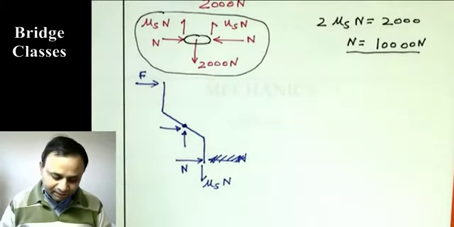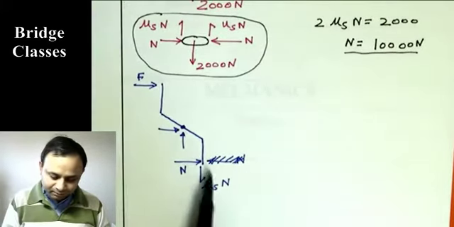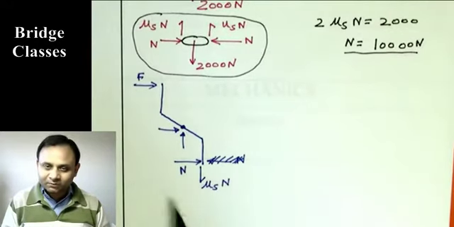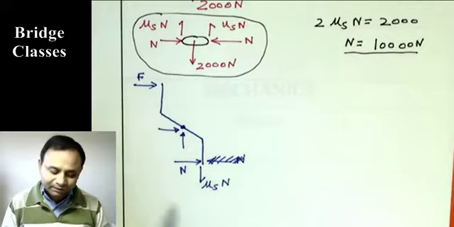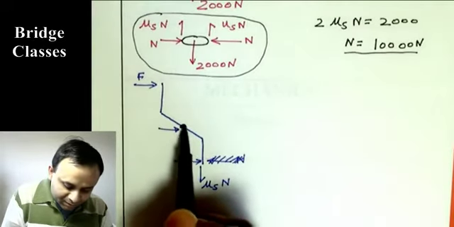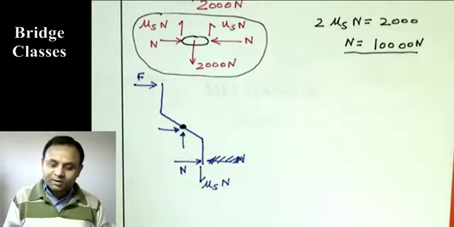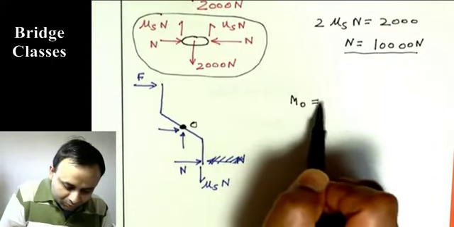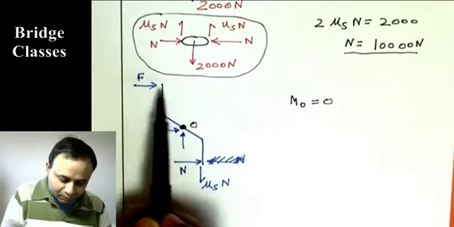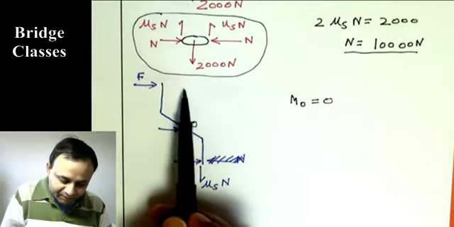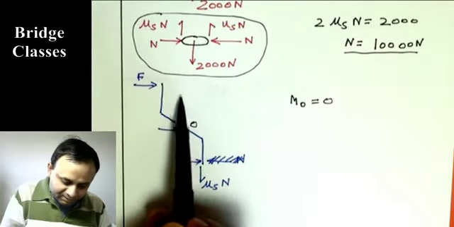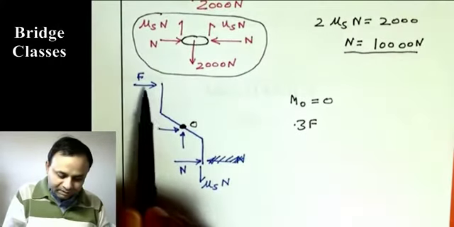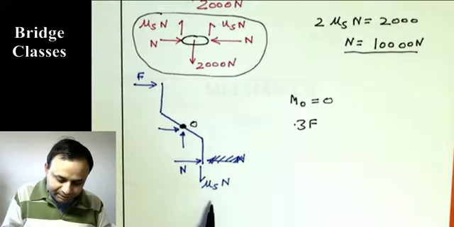And now we can take moment. So it's a rigid body, so we can write three equations of equilibrium, but we don't have to do that to find out what we need. If we just take moment about this point, let us say this point is O. So moment about O is 0. Because of force F, moment will be F times this distance. This distance is given 0.3 meter. So 0.3 F. That is the moment of this force in the clockwise direction.